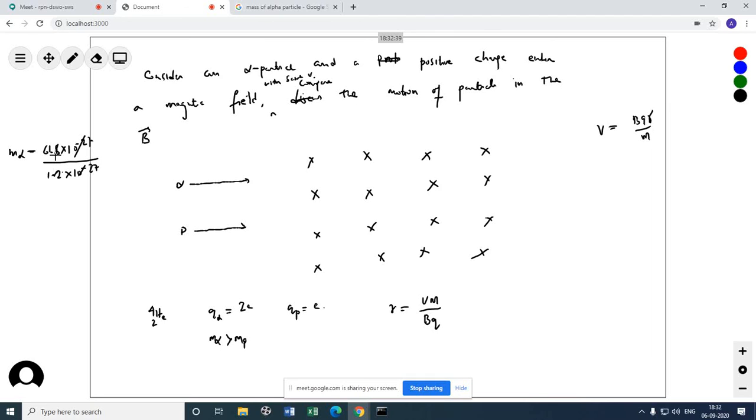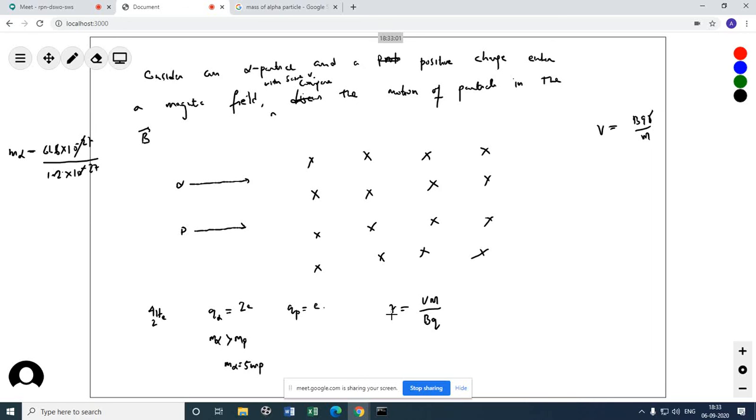So it should be how much? 5.5. 66 divided by 12. Did you get 5.5? Yes, sir. That means approximately the mass of alpha is 5 times that of the mass of proton. Okay? So the mass of alpha is 5 times the mass of proton.